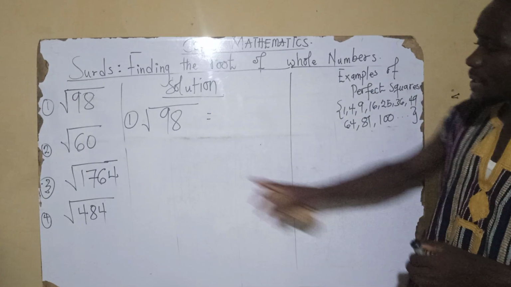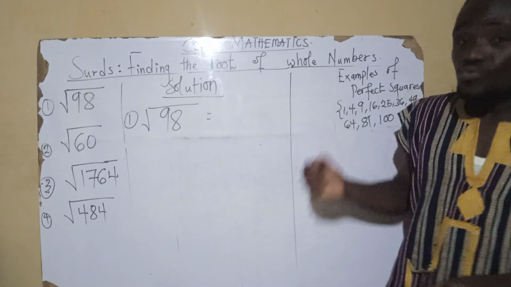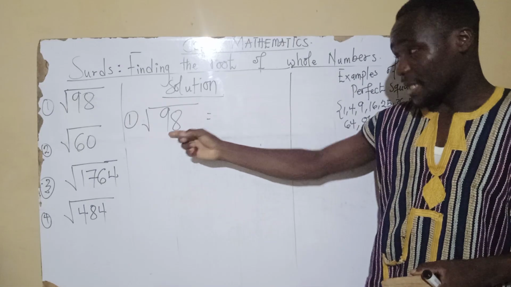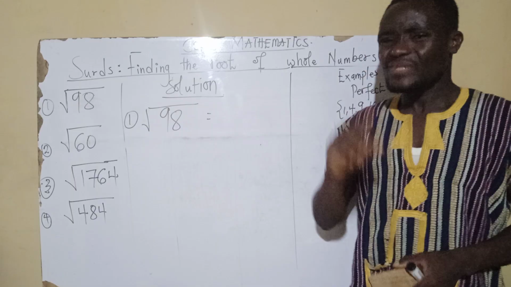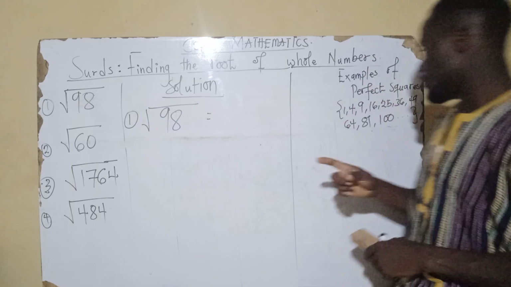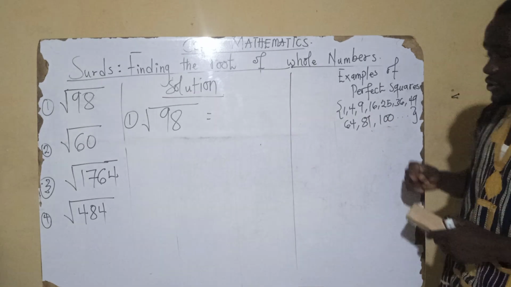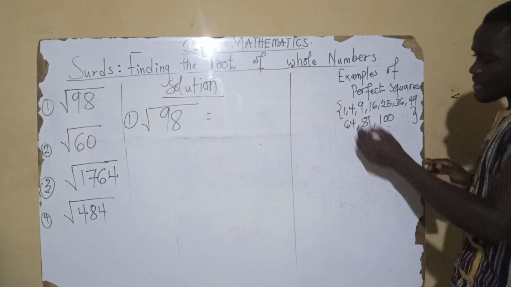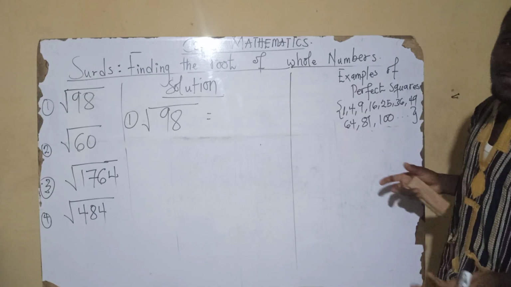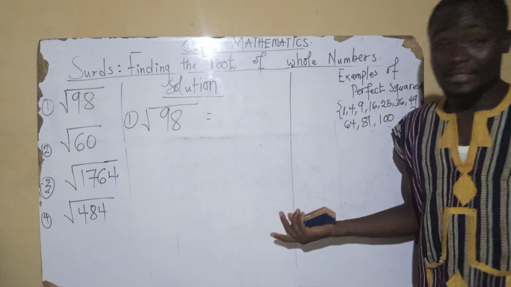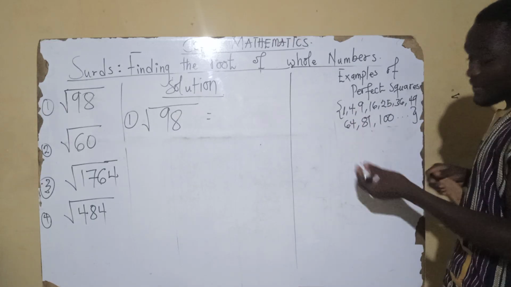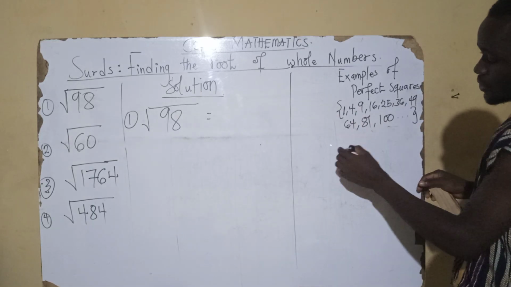Now, what it means is that I have to get 2 or 3 numbers that, when I multiply, I'll get 98. But have it in mind that one of the numbers should be a perfect square. Are you good? Good. So let's pick one of these numbers and use it to check. We can use 1, but 1 times 98 is still 98. So let's ignore the 1 and use 4.